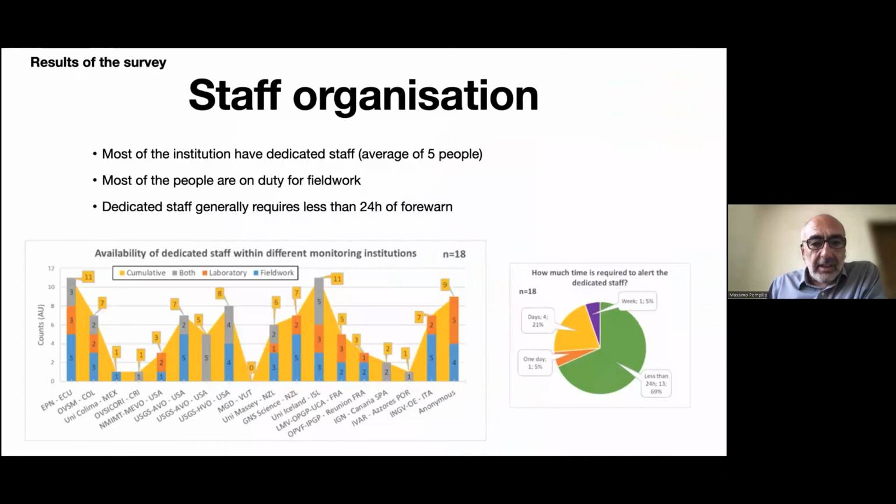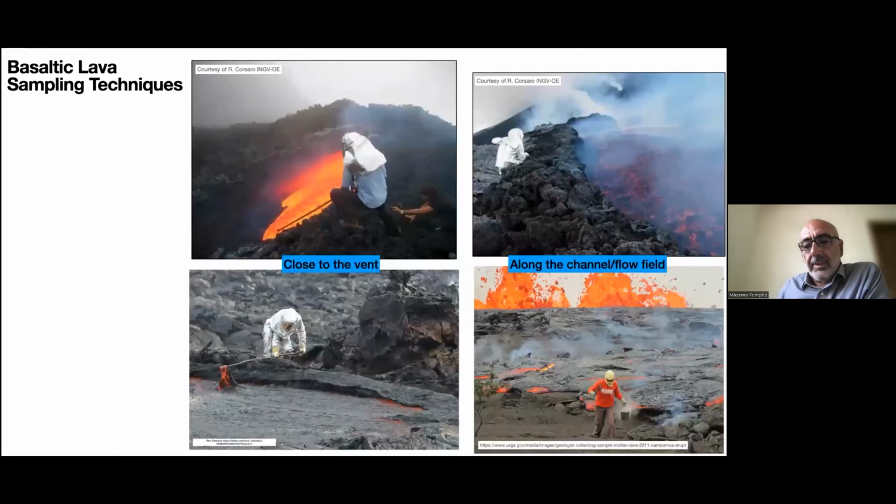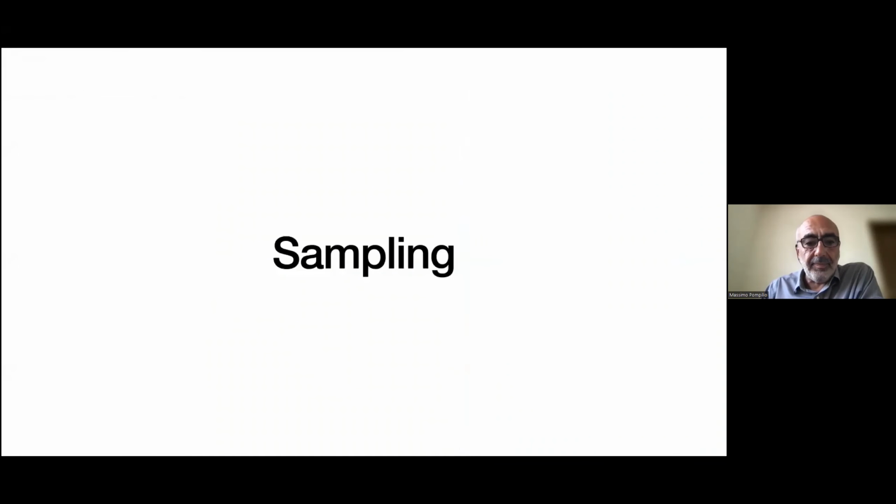We can now see different aspects, for example the sampling techniques. The lava can be sampled close to the vent. You can see here different ways, putting a rod inside the lava, or along the lava flow channel, or along the front. There are different kinds.